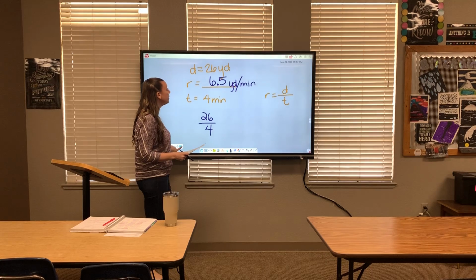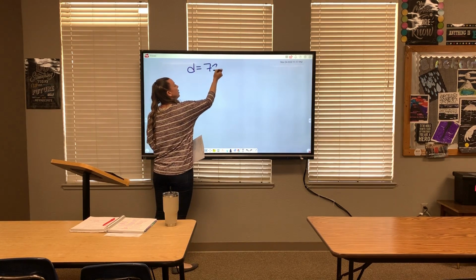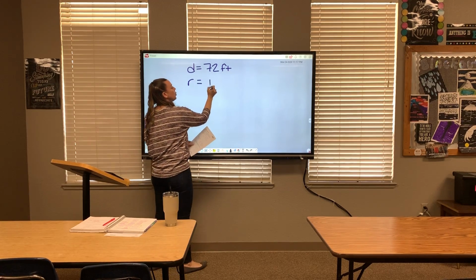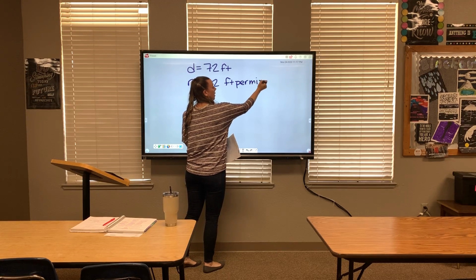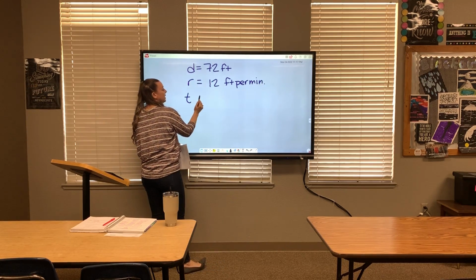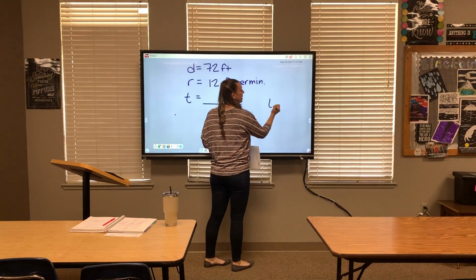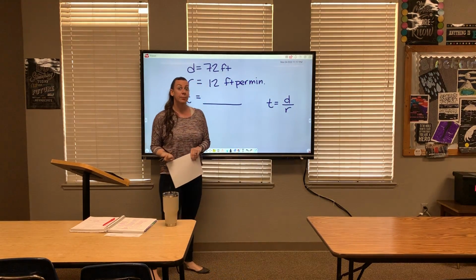Okay, let's try number 3 together. Number 3, the distance equals 72 feet. My rate equals 12 feet per minute, and I don't know the time. If I don't know the time, then I'm going to use this formula. Time is going to equal distance divided by rate, okay?